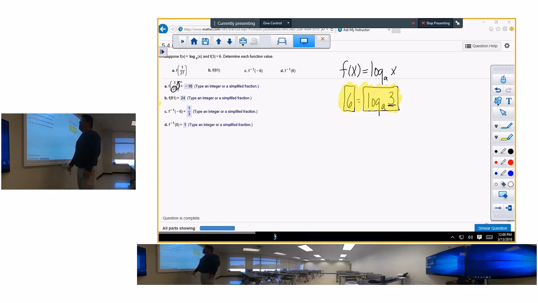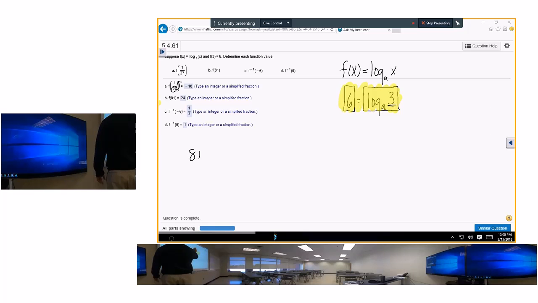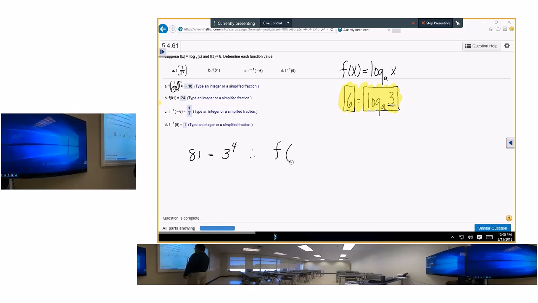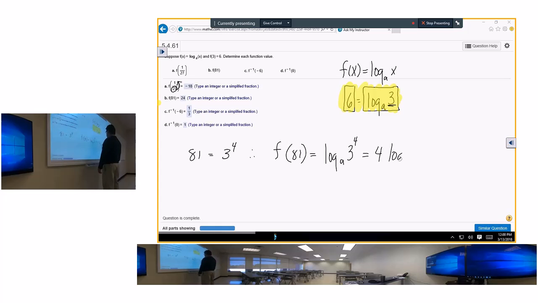So, f of 81. 81 can be written in terms of 3. That 3 is what we have to focus on. 3 times 3 times 3 times 3 is 3 to the 4th power. Therefore, f of 81, I'm going to plug 81 into log base a of whatever. So log base a of 3 to the 4th power is equal to 4 log base a of 3.